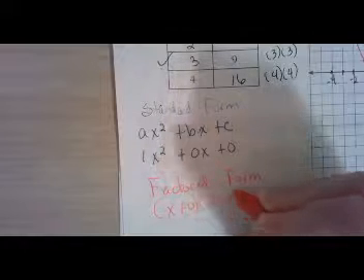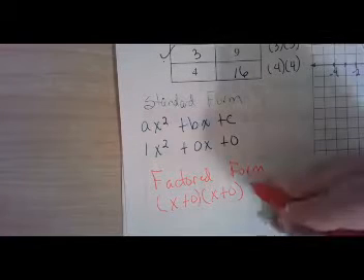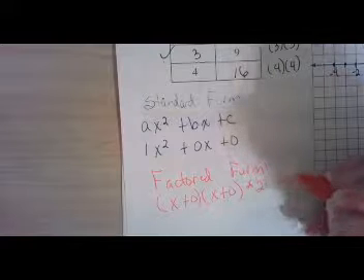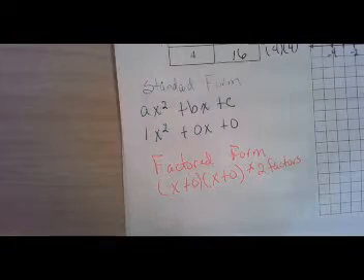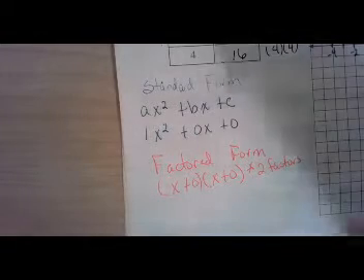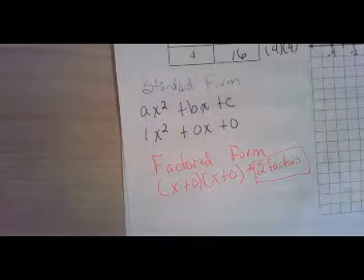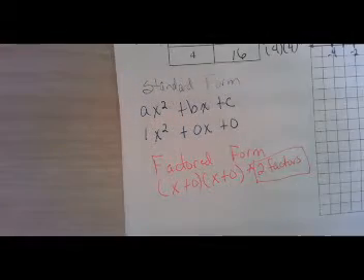So factored form, we have our roots, and so x plus 0 and x plus 0. You will have two factors because this is a quadratic. If you have repeated factors like this, you could also write it as x plus 0 squared. But you can only do that if your factors are the same. All right. And then finally, we have vertex form.